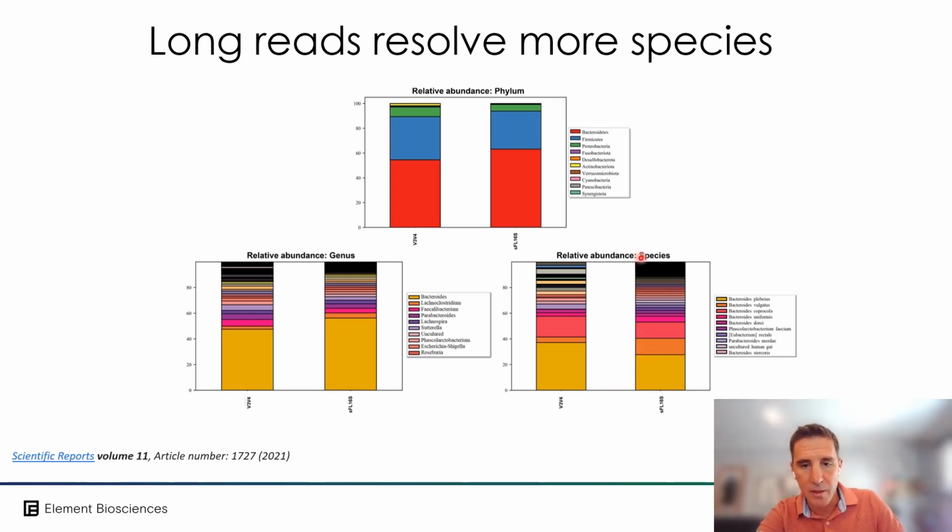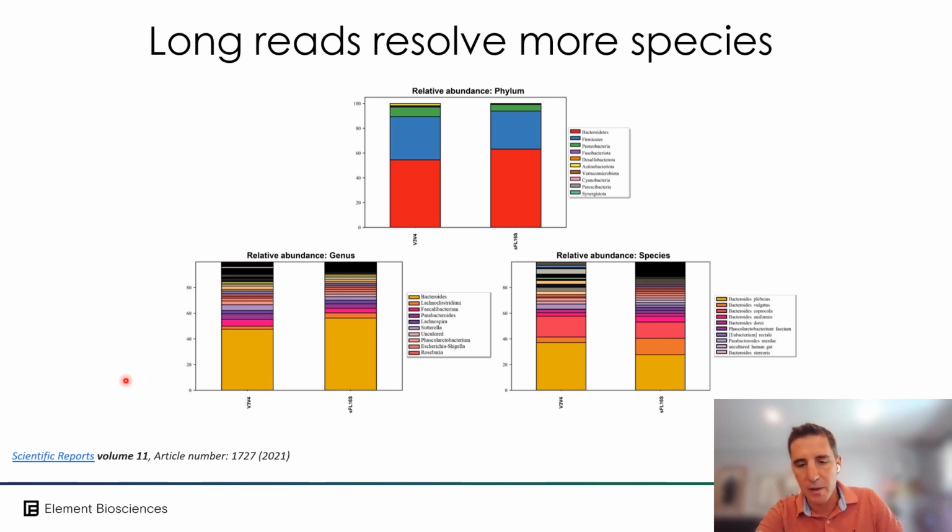You can see that this is full-length 16S sequencing and this is V3, V4. So it's pretty obvious that when you look at the full-length 16S sequencing, there are way more species detected here than here. So the resolution here is much greater. We're detecting way more species here than we are here.